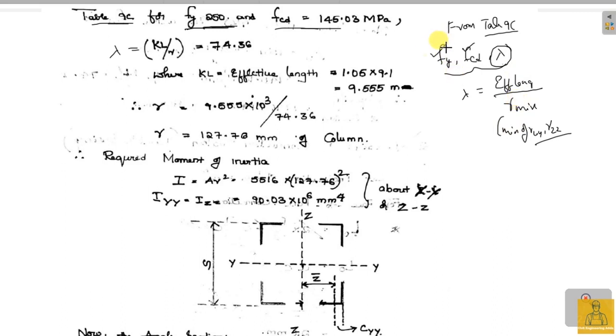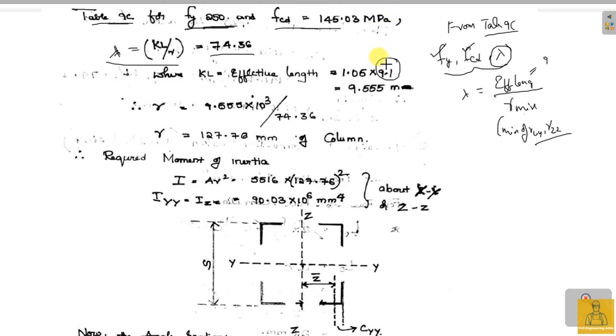But this is not how we find out. First, based on Fy and FCD, you find out what is the lambda from the table. So from the table, I found out that the lambda value is 74.36 for Fy 250 and FCD 145. But as I told you, lambda is equals to effective length by R minimum. I know what is the effective length, right? Actually, I have found out in the previous case 9.1.